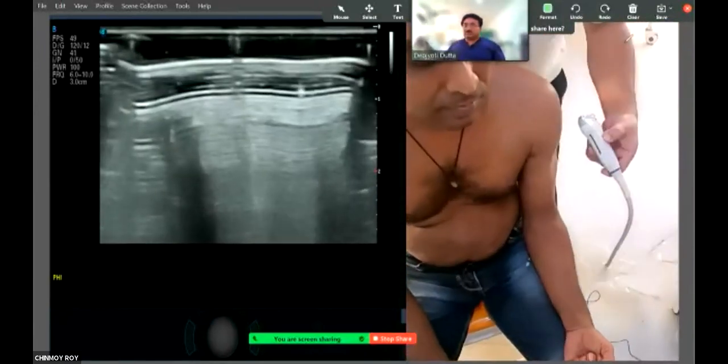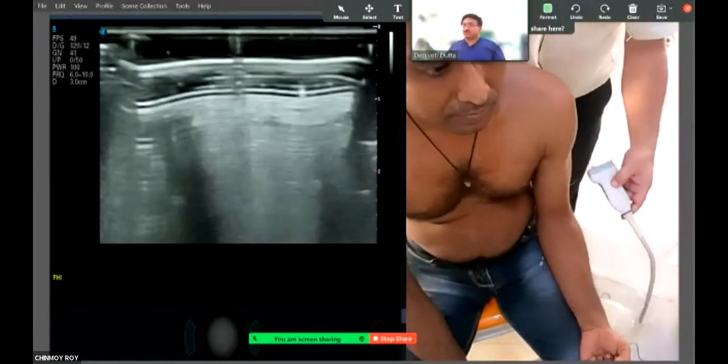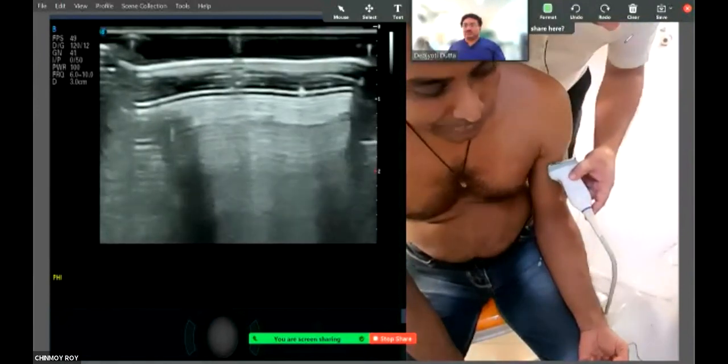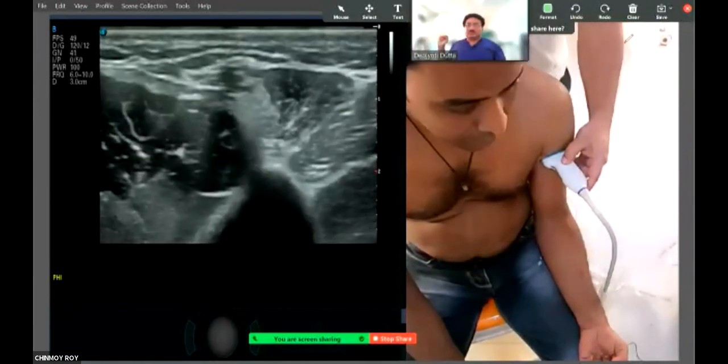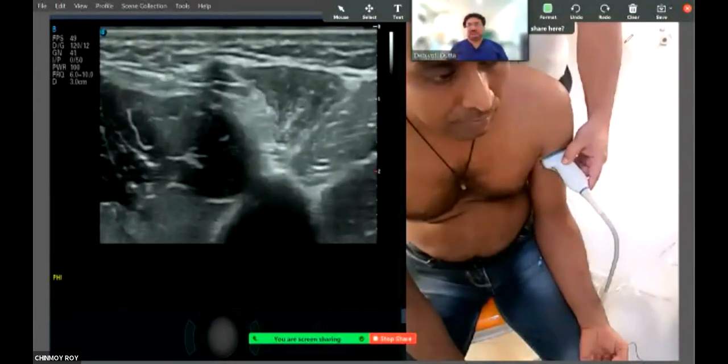So now the left side of our screen will be the medial side. This side is medial, so the left side of our screen will be the medial side. First, let me show you. This is what we are seeing, the first bony shadow.